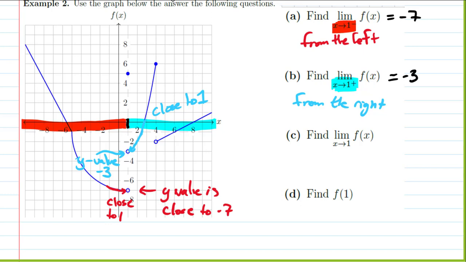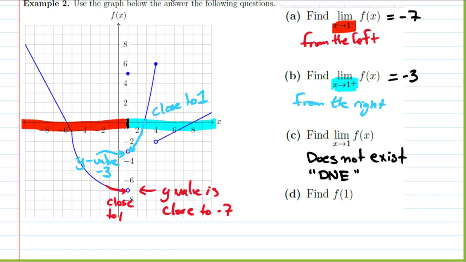So then for part C, what is my two-sided limit going to be? Well, does my left limit equal my right limit? No. So then we say it does not exist. In WebAssign, they're going to have you just put DNE for does not exist. They'll put that in the instructions to the problem, so don't worry, you don't have to remember DNE. But DNE is the abbreviation for does not exist.